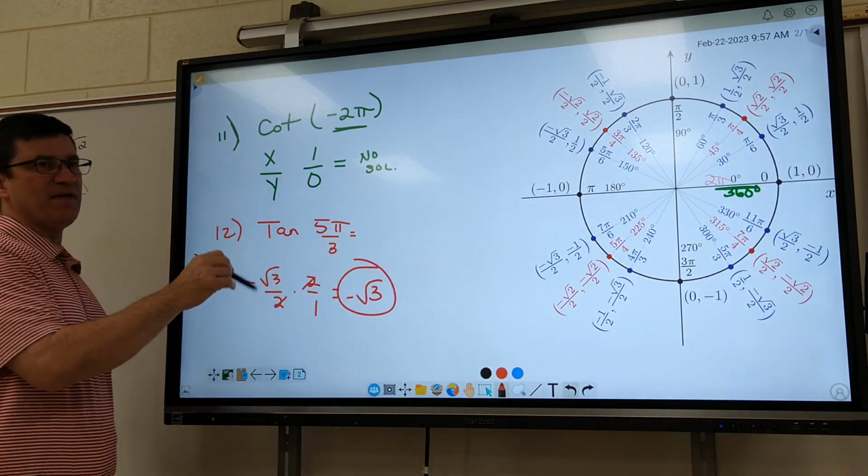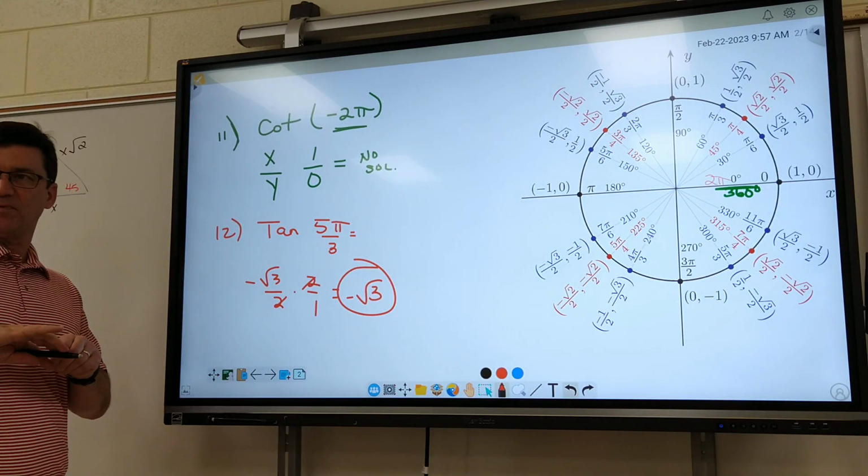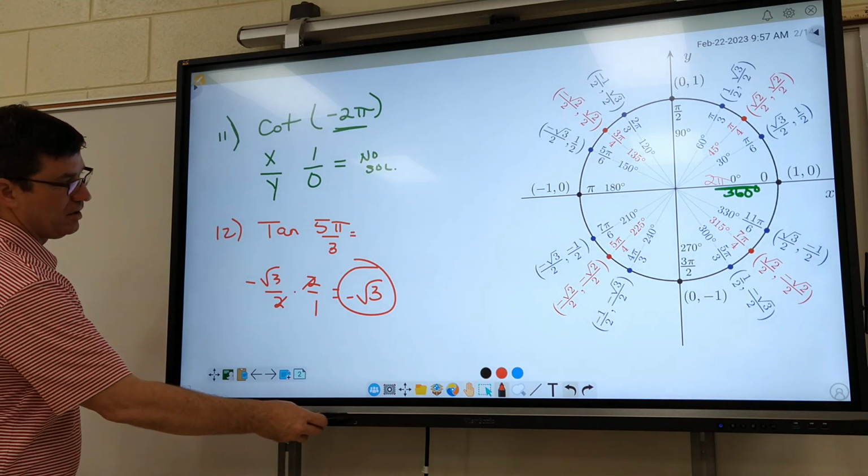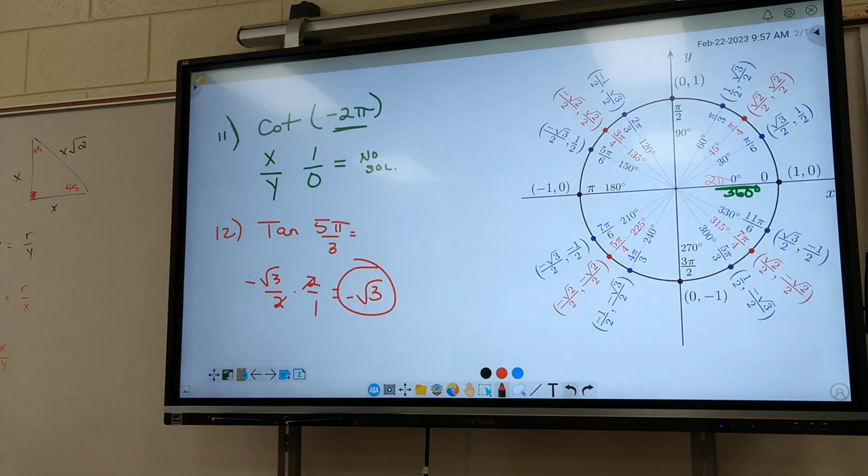Now, can I leave that as my answer as long as the square root's on top of the fraction? Yeah, you just can't leave it if it's on the bottom. You got to do the extra step. All right, so I'm going to let y'all finish through 26. We'll check the answers, and then we'll go to the back.